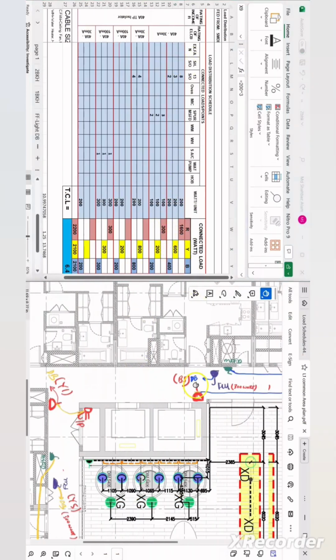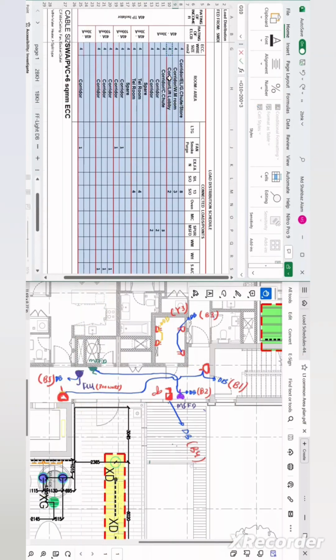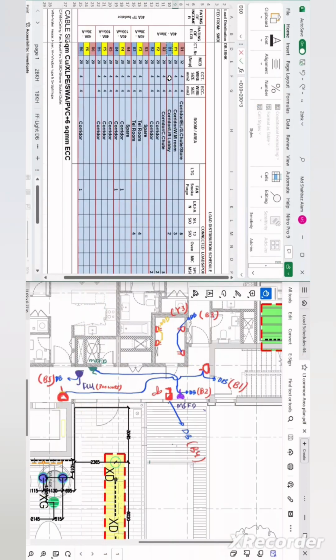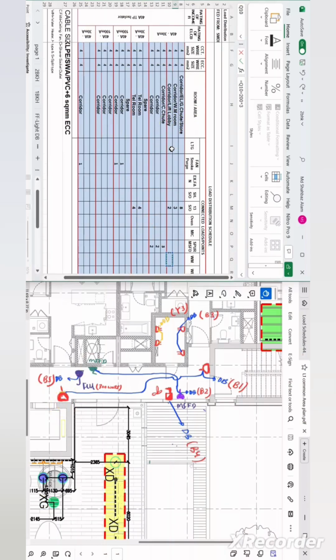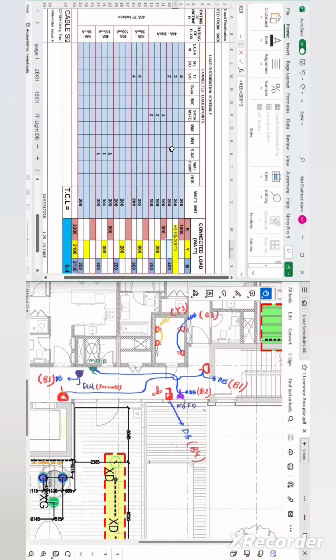Now let us move to the blue phase. Here you can see B1 is having 2 single sockets. So here I mention B1, which is in the corridor and lift lobby. Here it's corridor and here it's lift lobby. So the number of sockets is 2, and the corresponding per unit load is 200 watt, and the total load is 200 into 2, that is 400 watt.